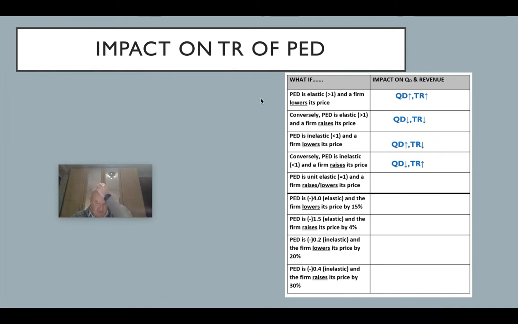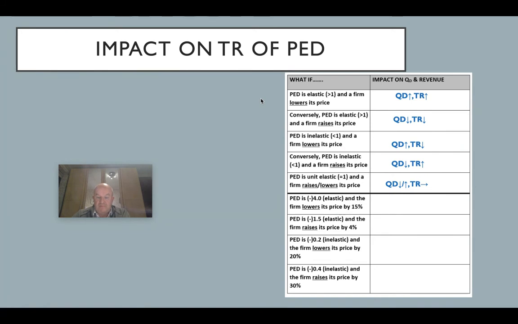If we then take a look at PED being unit elastic, where it equals 1, and the firm chooses to either raise or lower its price, the quantity demanded could rise or fall depending on whether they're raising or lowering the price, but the total revenue would stay the same where we have unit elasticity.